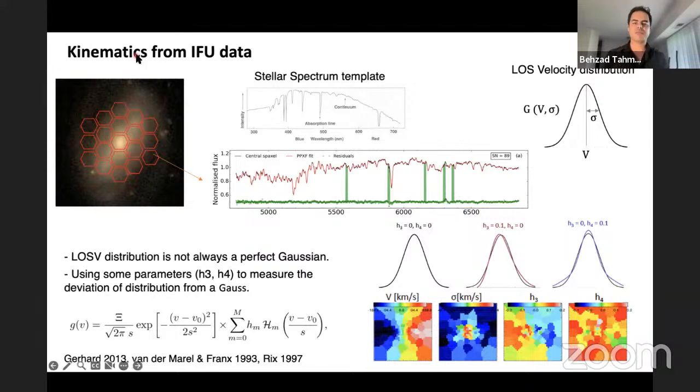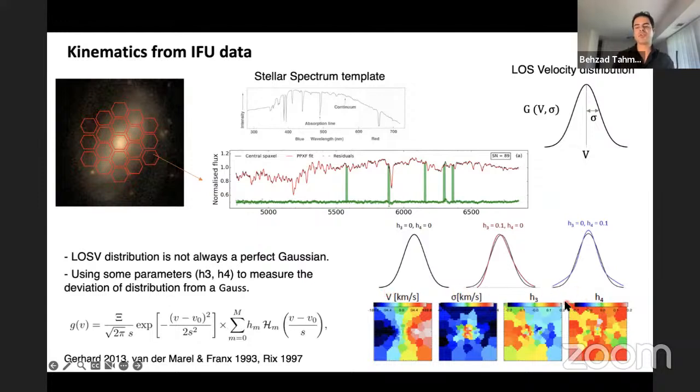So from the kinematic data, consider we have two sets of data. One is kinematic, one is photometric. From the IFU spectroscopy data, we can get a spectrum at each aperture using the IFU, create a stellar spectrum template, and extract the kinematics by fitting a function called the Gauss-Hermite function to the line of sight velocity distribution. We can get the line of sight velocity, velocity dispersion, H3 and H4.